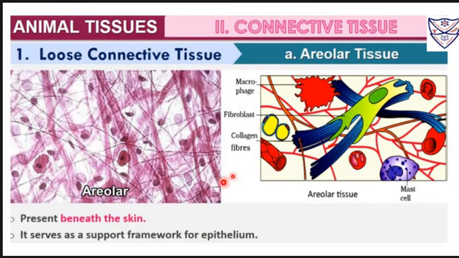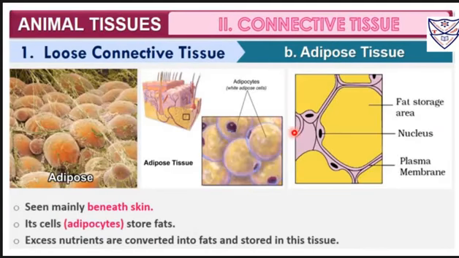Areolar tissues are generally present beneath the skin and they serve as a support framework for the epithelium. So they basically provide support to the epithelium, right? Now let us look at the adipose tissue. They are found beneath the skin. They generally store fats, so they have these fat deposits. Excess nutrients are converted into fats and they are stored here. So this is where the fat storage takes place in our body.